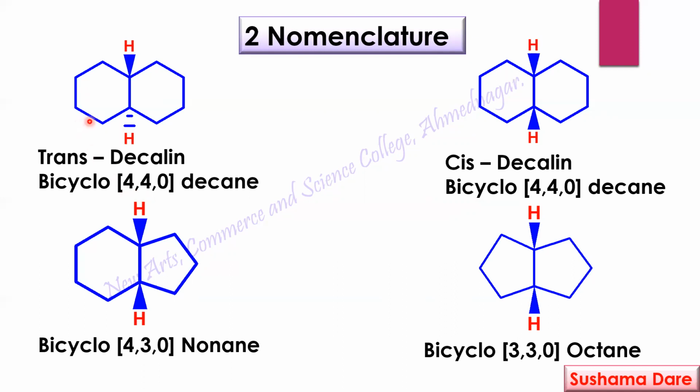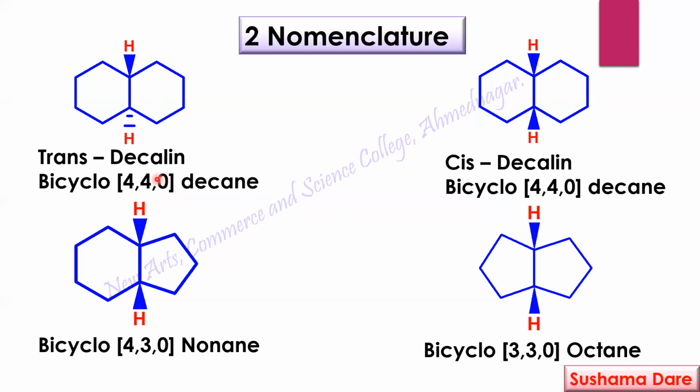How many carbon atoms are present on the left side of the common bond? With respect to that, we have to write that number first over here. On the other hand, on the right hand side, again 1, 2, 3, 4 carbon atoms are there. Therefore, again we have to write 4, placing a comma after the first 4.